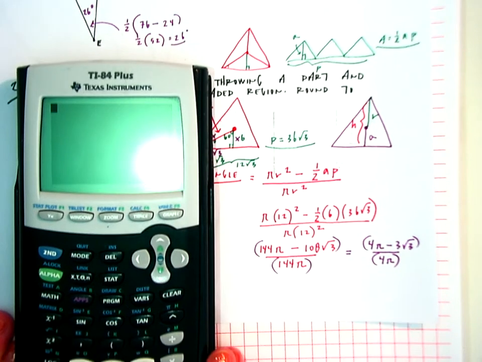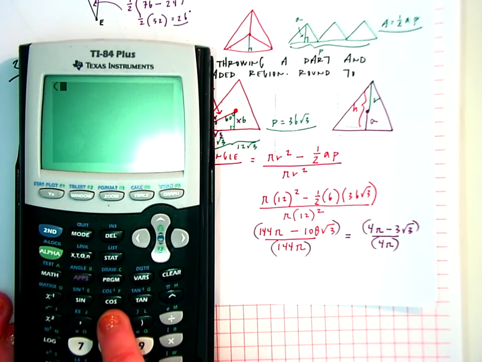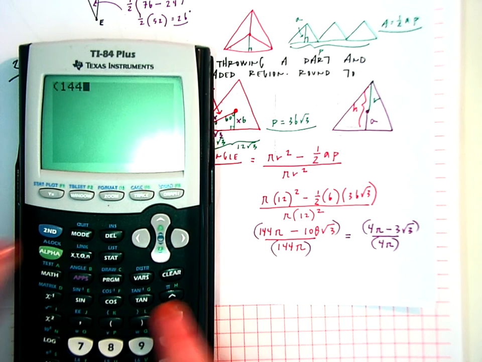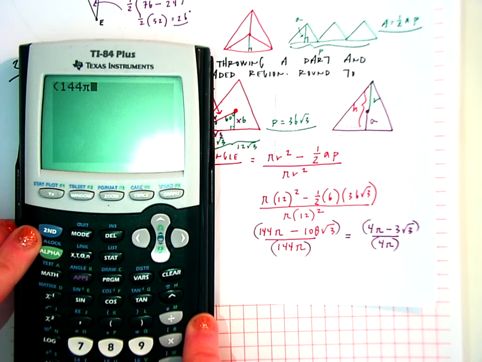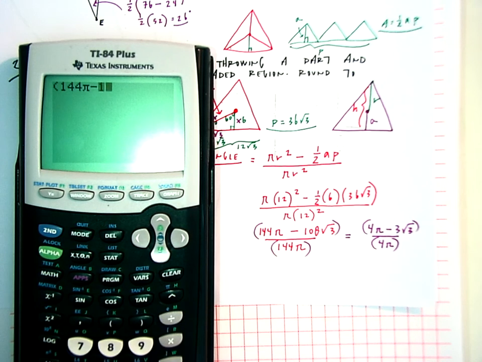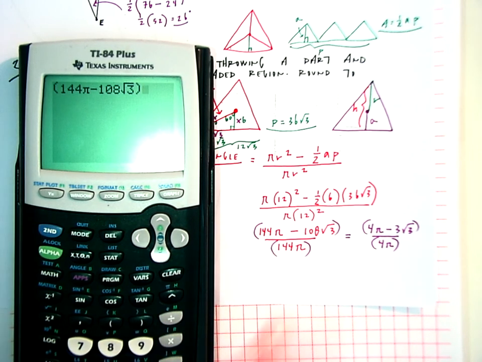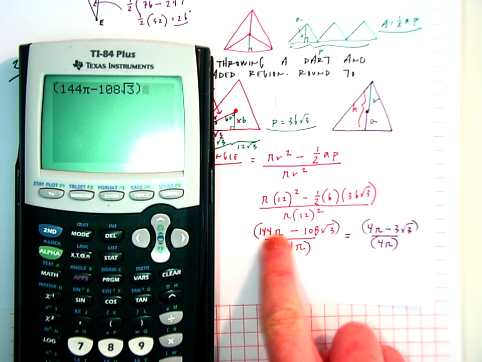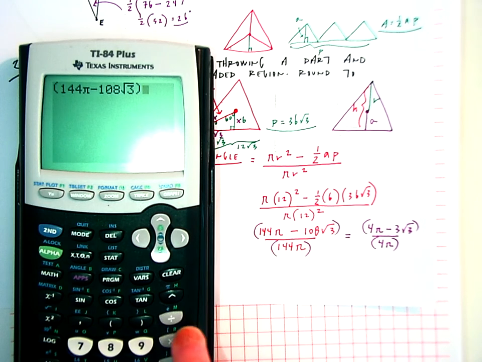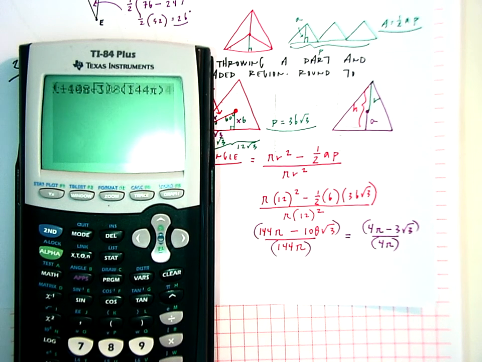So if I type in this one, here's my parenthesis, and I'm saying 144 times pi. If you don't have that button, you could type in 3.14 as your decimal approximation. And then we want to take away 108 times the square root of 3. Then I close my top parenthesis, so I'm keeping this as a group, opening and closing my parentheses. And then I divide it by the package on the bottom of 144 times pi. I hit enter, and to the nearest hundredth, I get about 0.59.